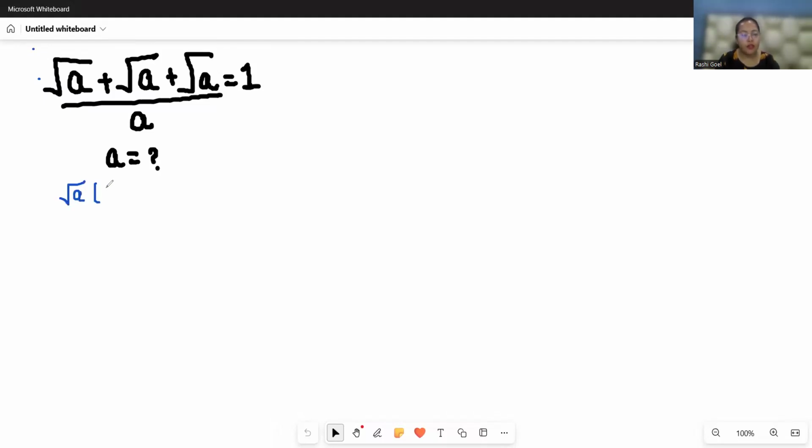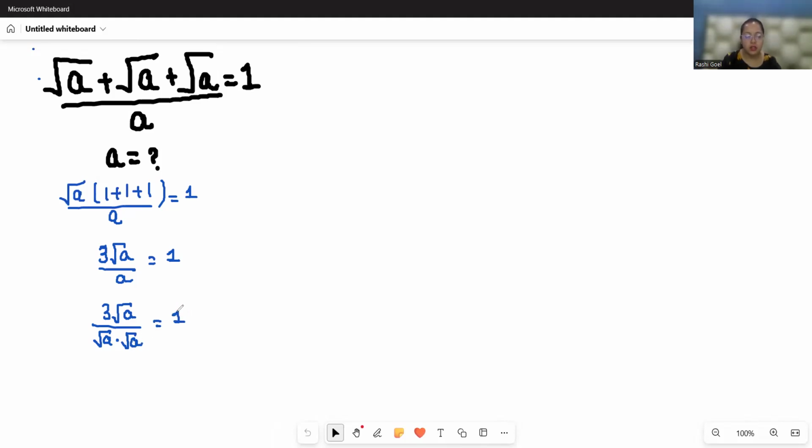If from the numerator I take square root a as common, we get square root a times (1 + 1 + 1) by a equals 1. So it becomes 3 square root a by a equals 1. Now in the denominator, this a I can write as square root a times square root a. So this will cancel out. So 3 by root a equals 1. So we can say that 3 equals root a. So root a equals 3.